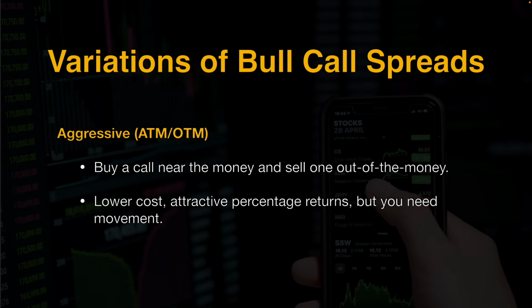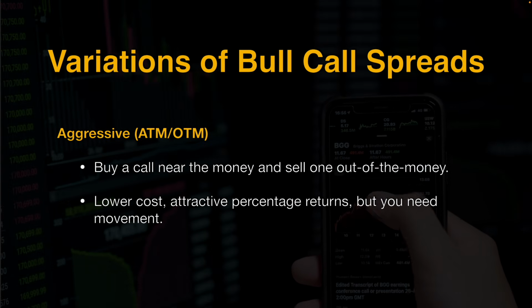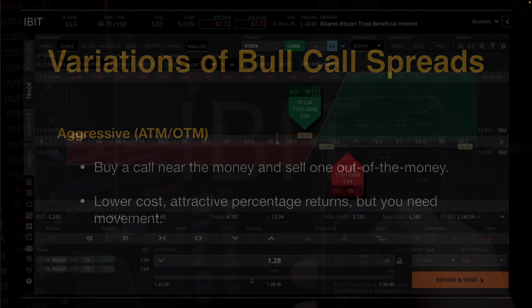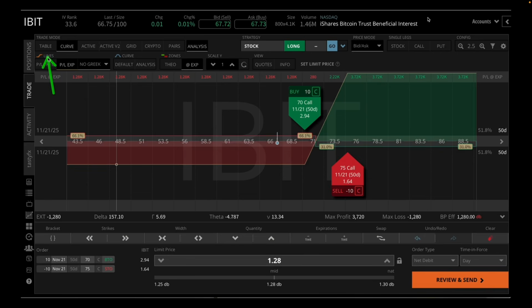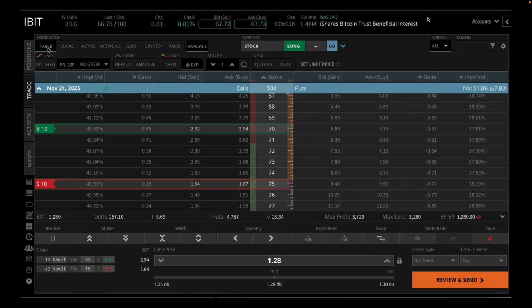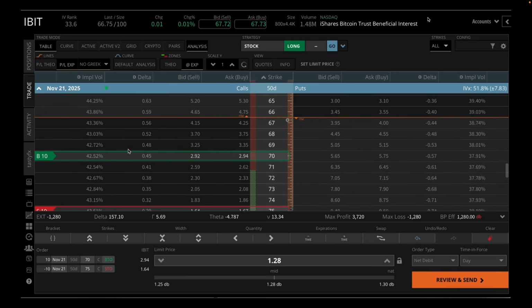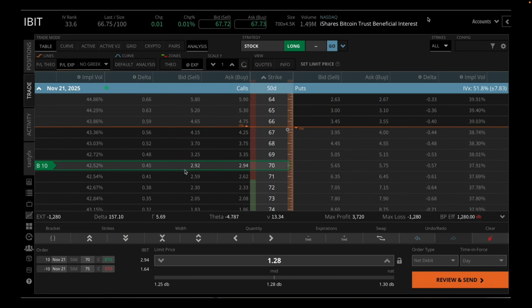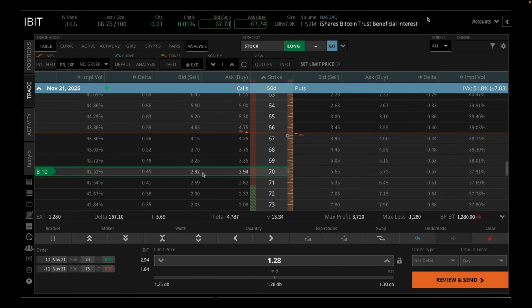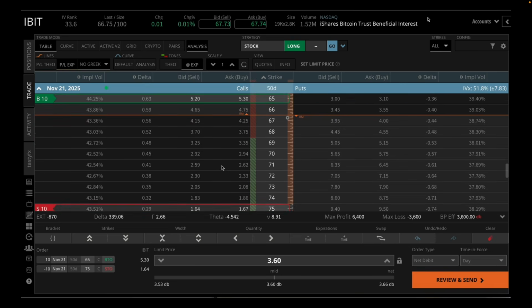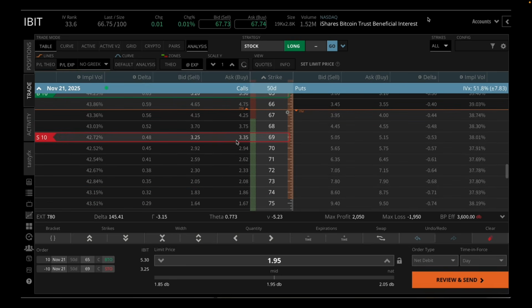A little less aggressive form of a bull call spread is where a trader buys a call near the money and sells one out of the money. So let's head back into the software here and open up the options chain. If I wanted to be a little bit less aggressive with this bull call spread, I would move the long call strike closer to the money. So in this scenario, let's go ahead and move that long call strike to the 65 strike price. And let's move the short call strike to the 68 strike price.